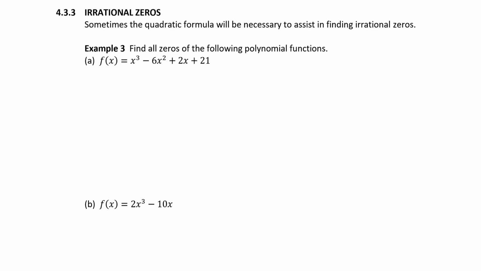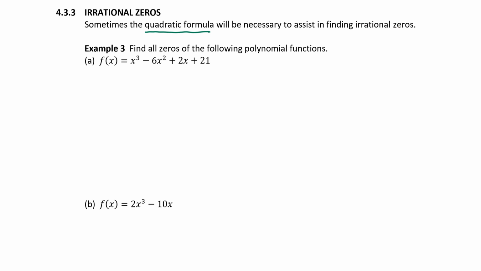The zeros that we have found up to this point in section 4.3 have been rational zeros. That is, all of the zeros could be written as fractions. However, we are aware that there are some less user-friendly zeros called irrational zeros. So in section 4.3.3, once we find all the easy ones, we'll examine how we find those irrational zeros. Sometimes the quadratic formula will be necessary to assist us in finding these irrational zeros.